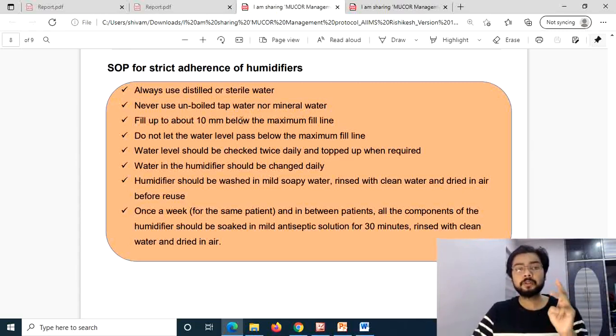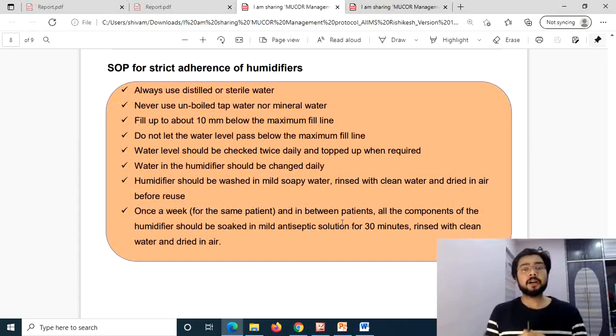Fill up to about 10 mm below the maximum fill line. Do not let the water level pass below the maximum fill line. Water level should be checked twice and topped up when required. Water in humidifier should be changed regularly, daily. Humidifier should be washed in mild soapy water, rinsed with clean water and dried in air before reuse. Once in a week for the same patient, and in between patients, all the components of the humidifier should be soaked in mild antiseptic solution for 30 minutes, rinsed with clean water and dried in air.